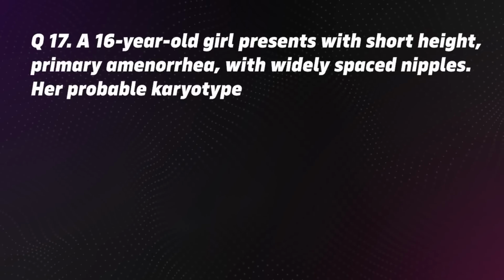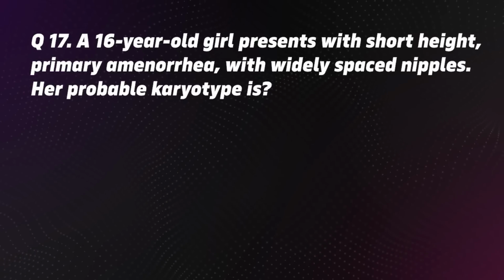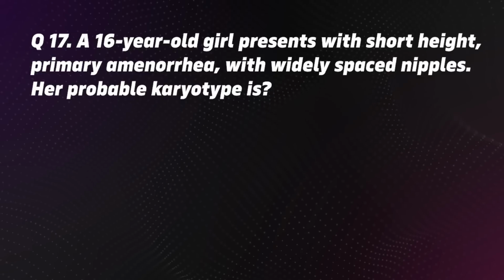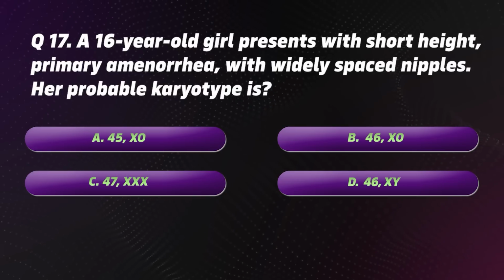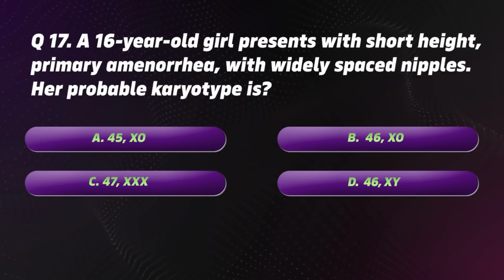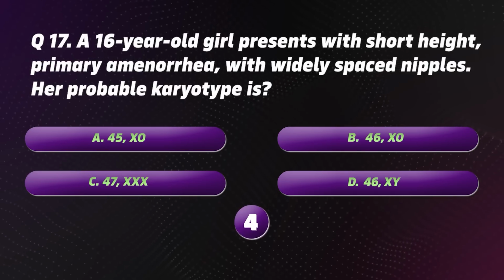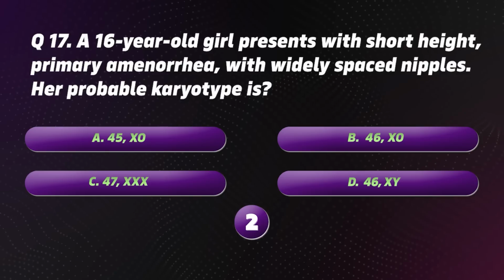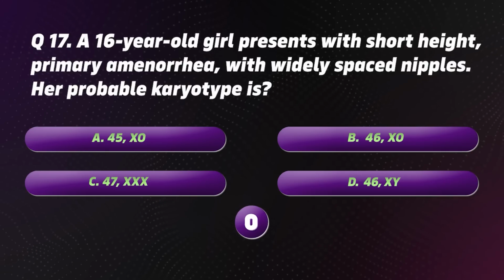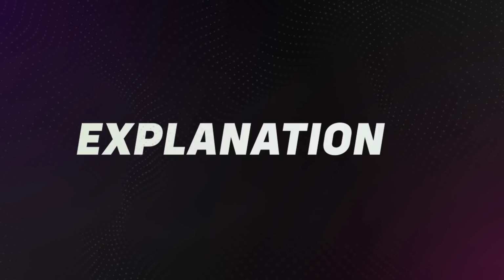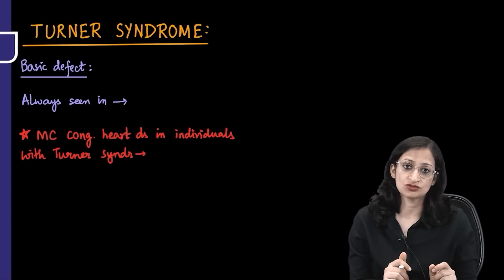Question 17. A 16-year-old girl presents with short height, primary amenorrhea, with widely spaced nipples. Her probable karyotype is? Here are the options. A. 45XO, B. 46XO, C. 47XXX, D. 46XY. And the correct answer is option A. Here's the explanation. That is Turner syndrome.